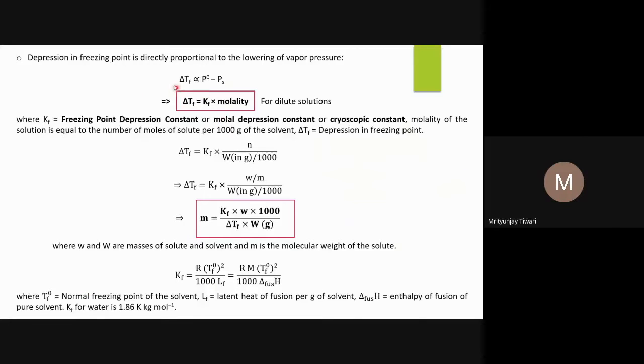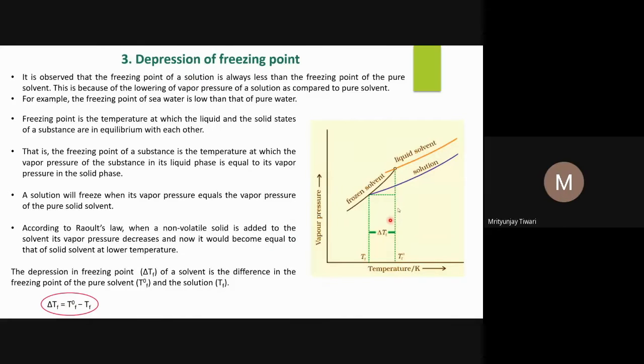The depression in freezing point is directly proportional to the lowering of vapor pressure. This is what we know. So delta TF is directly proportional to P naught minus PS, as we have seen that the depression in freezing point will be more when the lowering in vapor pressure will be more. This is how this graph correlates.